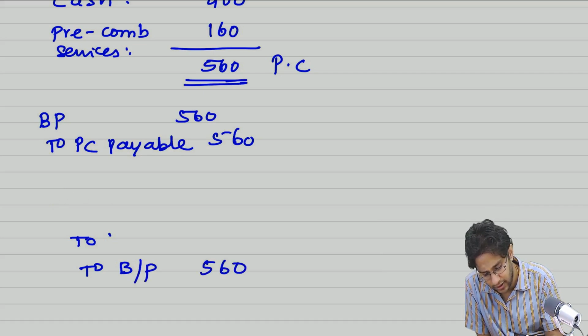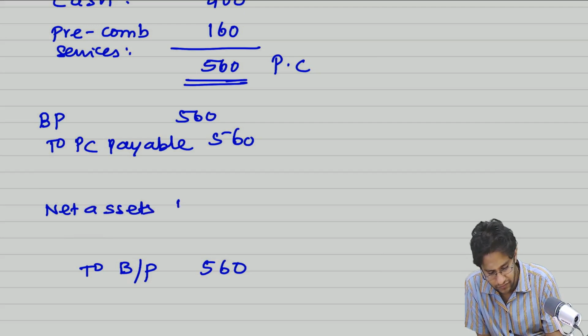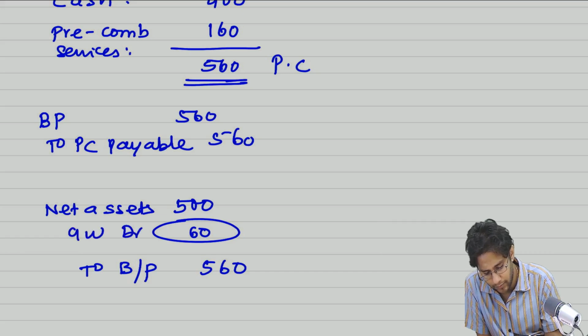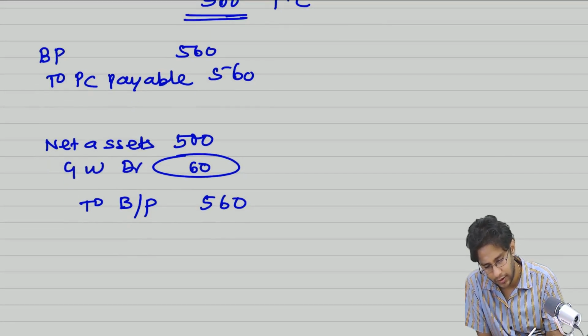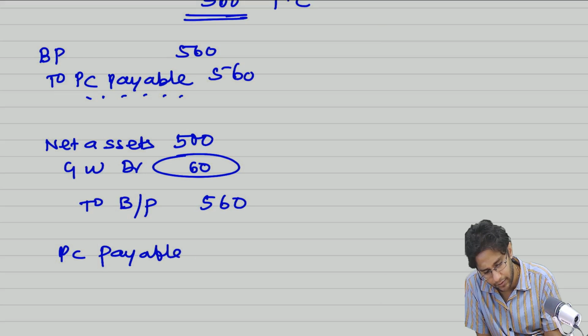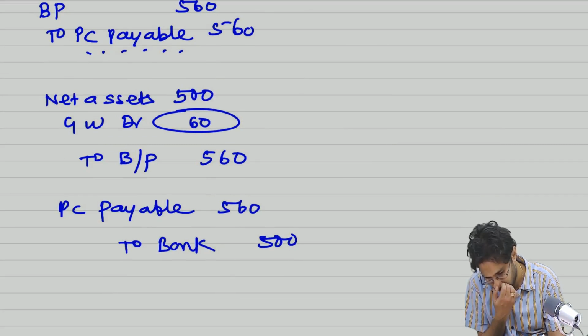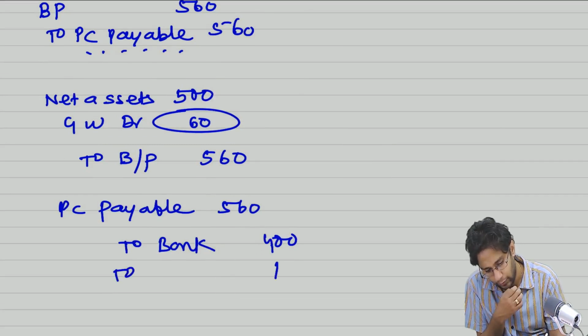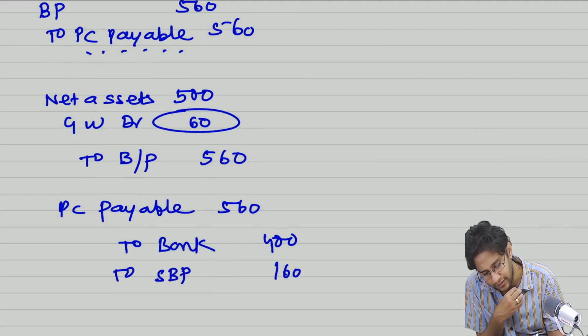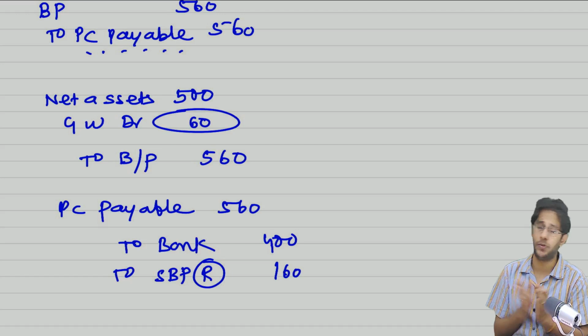Just for understanding, I'll directly write net assets. Let us say net assets is 500. So this gap is good. Now, the PC payable discharge entry will be there. The number in that PC payable entry is 560. Anyway, you agreed to pay cash of 500. Pay that. But not 400.